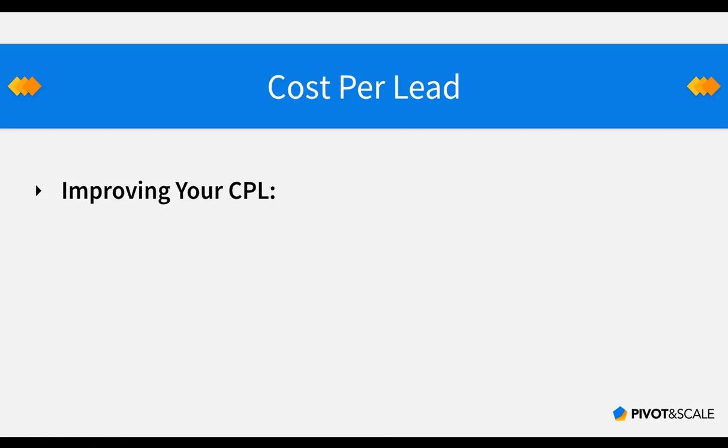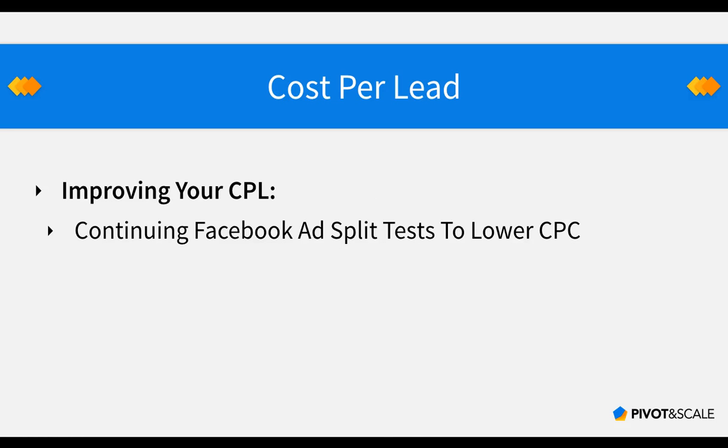So let's get rolling. If you need to improve your CPL, there's really a few different ways to do that. The first way is just to continue doing your Facebook ad split test to lower CPL. That was back in video 6 and 7 of the Facebook ad training. Your CPL is really going to be a function of how much you're paying per click, and then what your registration page conversion rate is.